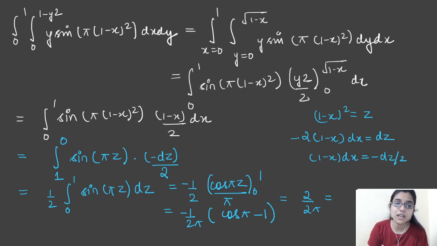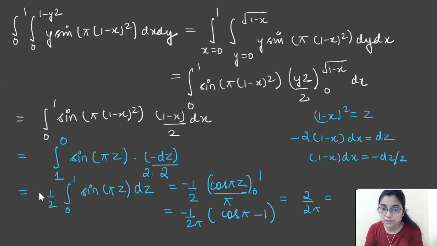Okay, let's just see it once more. What we are getting over here is that 1 minus x whole square, for those who have a problem, 1 minus x whole square equals z, we kept. Then we got minus 2 times 1 minus x dx equal to dz. So 1 minus x dx equals minus dz by 2. Okay, so we kept 1 minus x dx, and already we were getting a 2 over here.